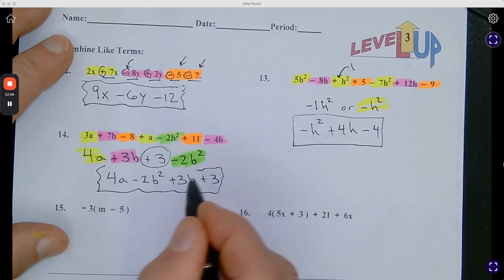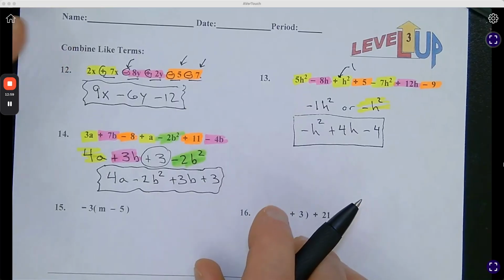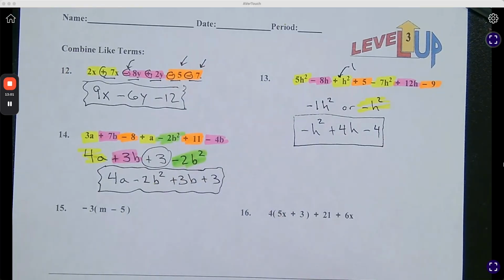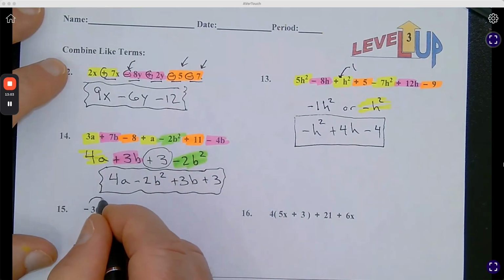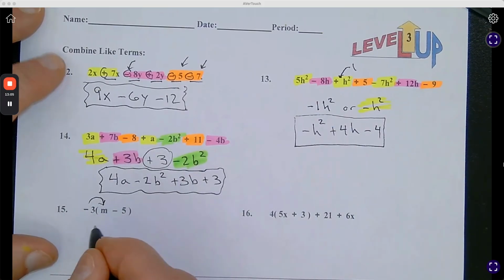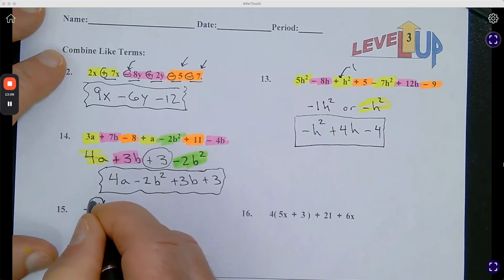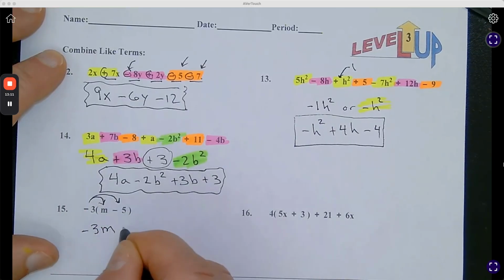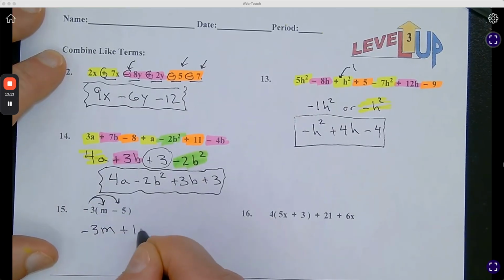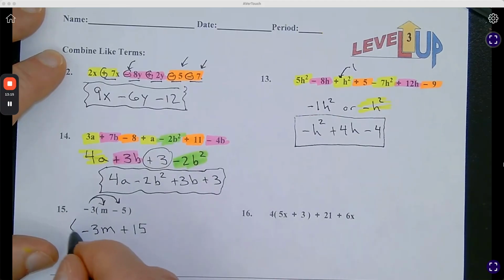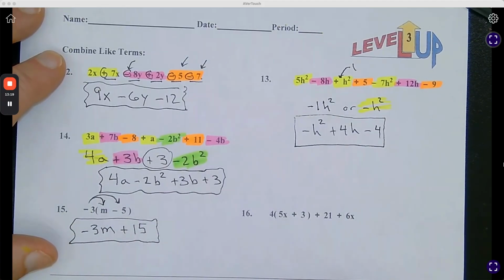That's it, my people. That is it. Distribution. Negative 3 times 1m. Negative 3 times 1 is negative 3m. Negative times a negative is a positive, and 3 times 5 is 15. Those are not like terms, so you cannot combine them.